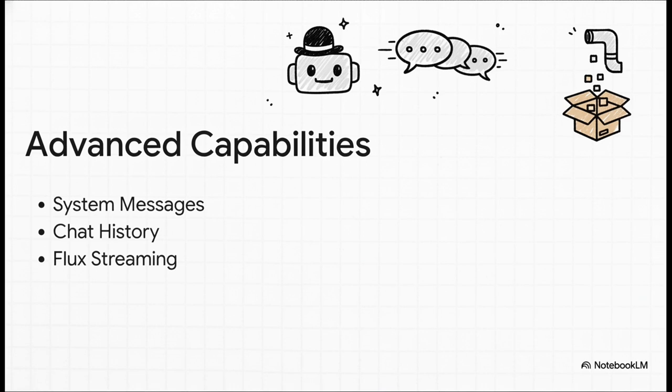And for a killer user experience, it supports streaming. By returning a flux of strings and using server-sent events, your application can display the AI's response token by token. It's exactly like that live typing effect you see in ChatGPT.